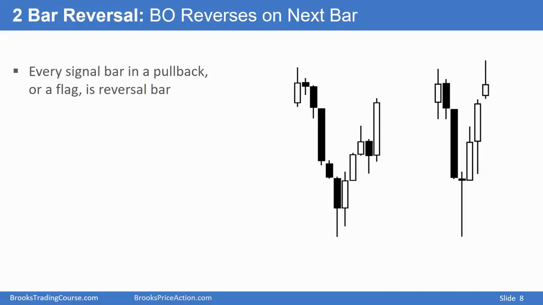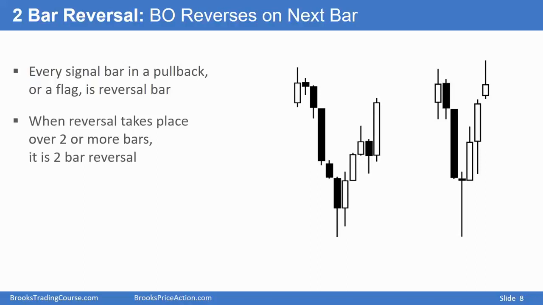Sometimes reversals take place over more than one bar. Every signal bar in a pullback or in a flag is a reversal bar. And when the reversal takes place over 2 or more bars, it's a 2-bar reversal or a multi-bar reversal. So look at this. We sold off, we reversed up. And let's say this is the 5-minute chart.